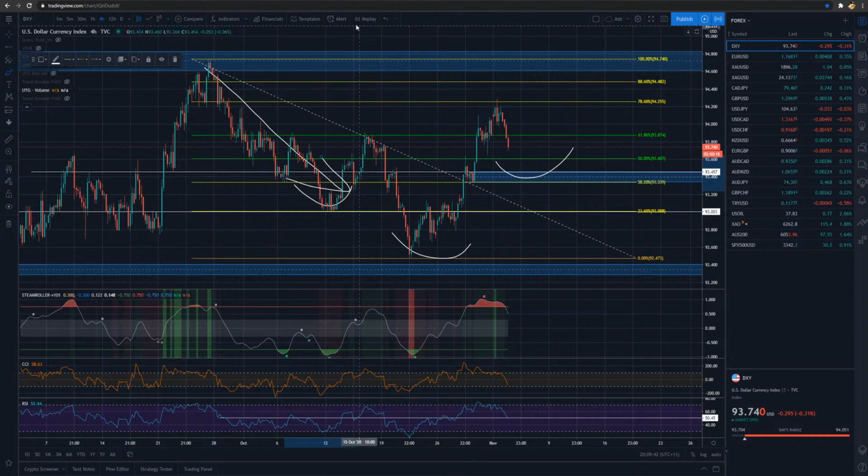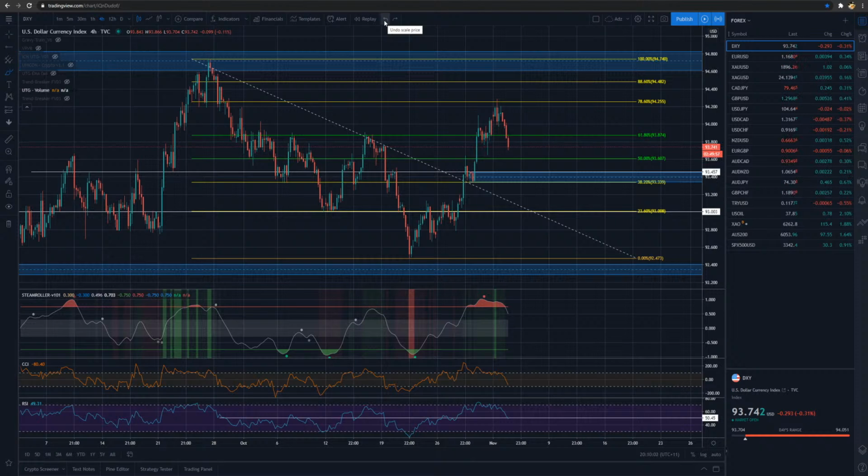So, inverse head and shoulders off on that 4-hour time frame. It's a little bit skewed. It's sort of on the bottom of a trend. So something like that could be on the cards for maybe movement to the upside for the DXY. That would be a nice recovery and a nice push up and a decent level to look for.